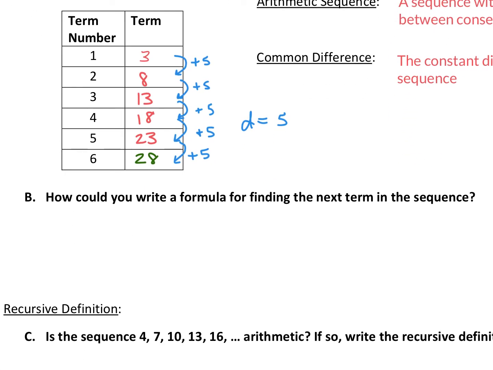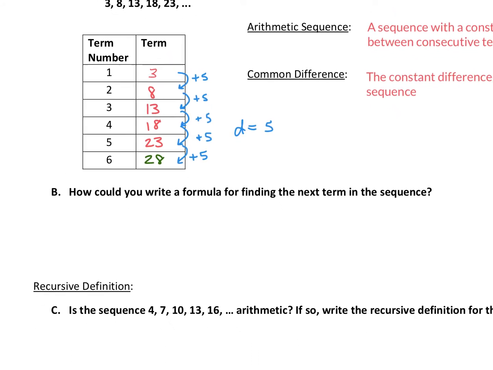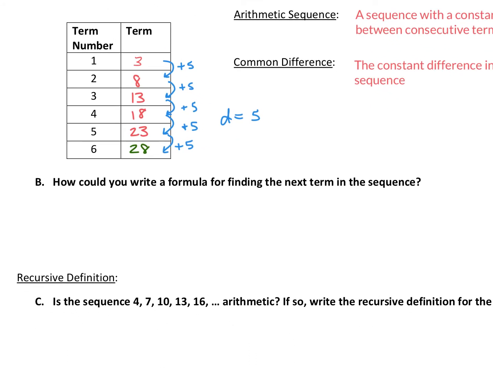All right, how could you write a formula for finding the next term in the sequence? So when you have an arithmetic sequence, there actually are two ways to write formulas for them. One of them is called an explicit formula. So we're going to write the explicit formula, and then right below, the other kind is recursive. So you can have an explicit formula and a recursive formula for the same sequence as long as it's arithmetic. It's kind of like saying you could write an equation of a line in point-slope form or slope-intercept form. It's the same line, just different ways of representing the line.